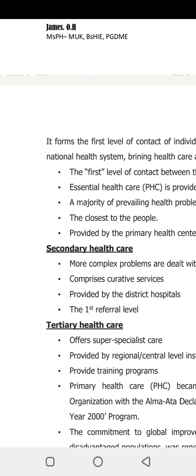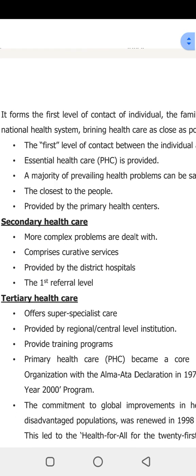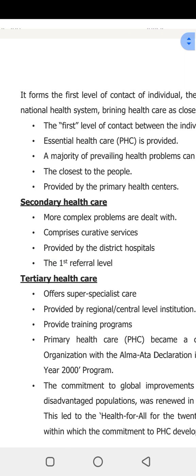And here we see most of the challenges can be managed. We can manage these challenges before the situation worsens. They can be managed at the community level. If we start treatment earlier, we can handle these problems.